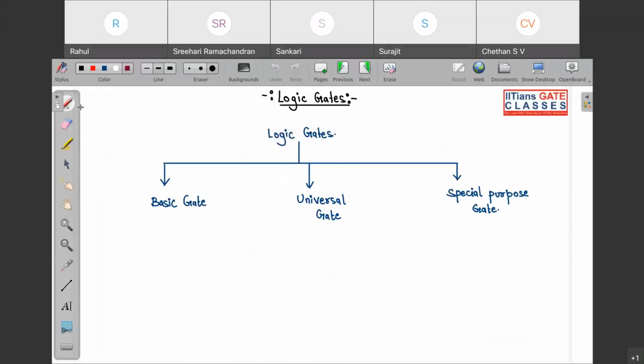So next we have logic gates. We can quickly discuss what a logic gate is. We basically have three kinds of logic gates. The first kind is the basic gate, the second is the universal gate, and the third is the special purpose gate. In the basic gates, we have three kinds of gate.